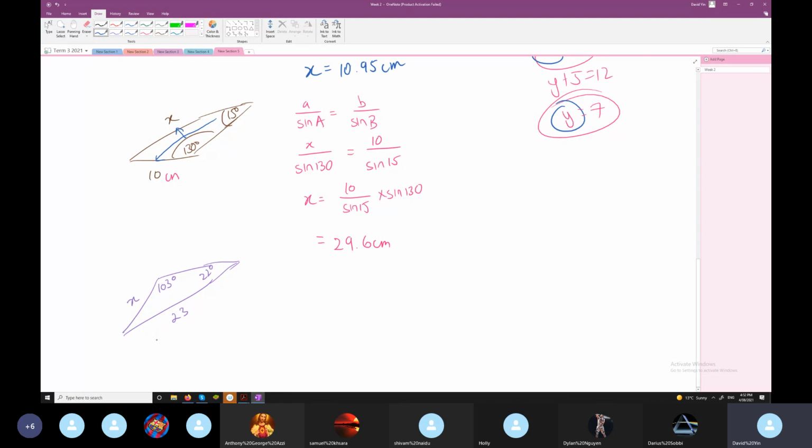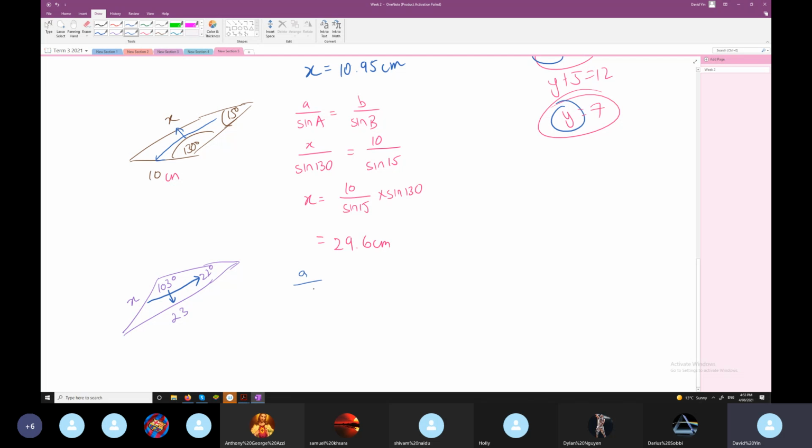So I see here there are two labeled sides, two labeled angles again. So therefore I want to use sine rule. Then what you want to do is match the opposite side with the opposite angle. So this angle goes with this side, and this angle goes with this side. So you always want the side on top in general.